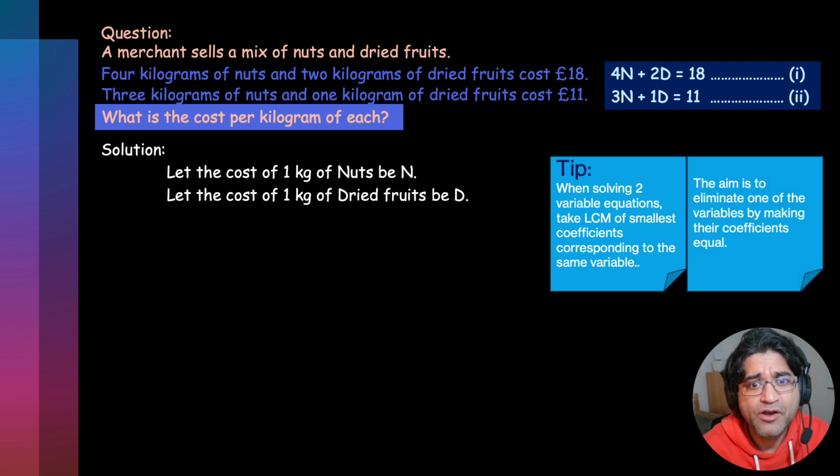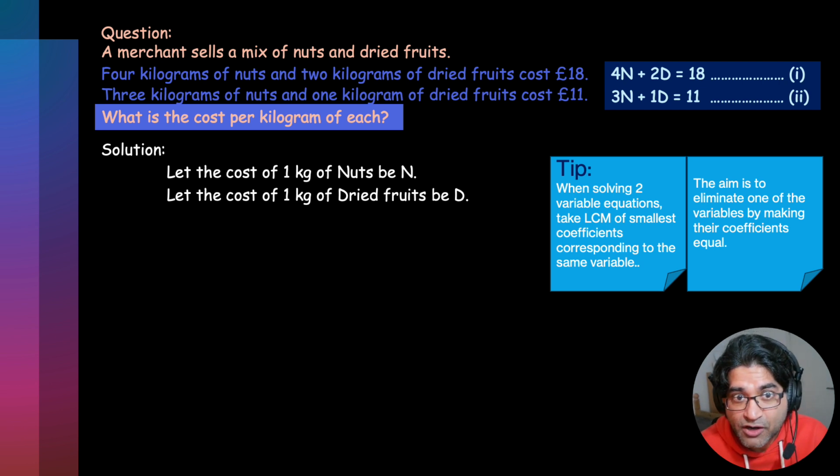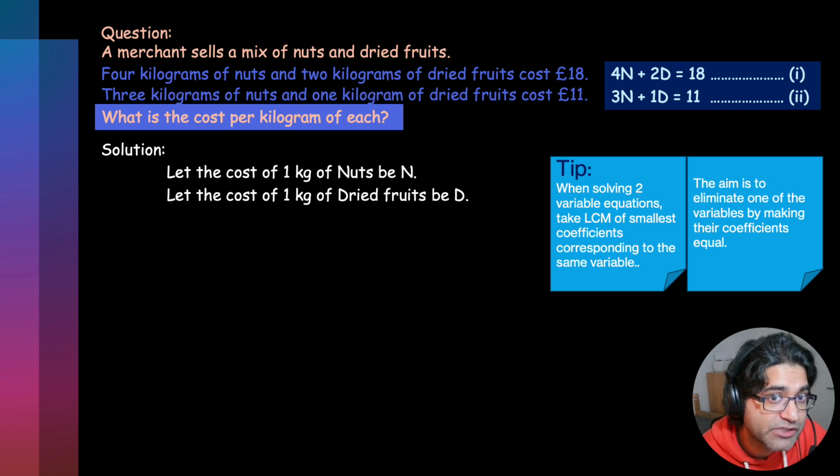The aim of doing this is to eliminate one of the variables by making their coefficients equal, and then you are left with only the other variable, so it becomes easier to solve the equation. So getting the LCM of D as 2 here, 2 and 1 as 2, allows me to manipulate my equations in a manner that I will have a common coefficient, like I will have 2D in equation 1 and 2D in equation 2. And then if I subtract 2D from 2D, D is gone. Only N will be left.